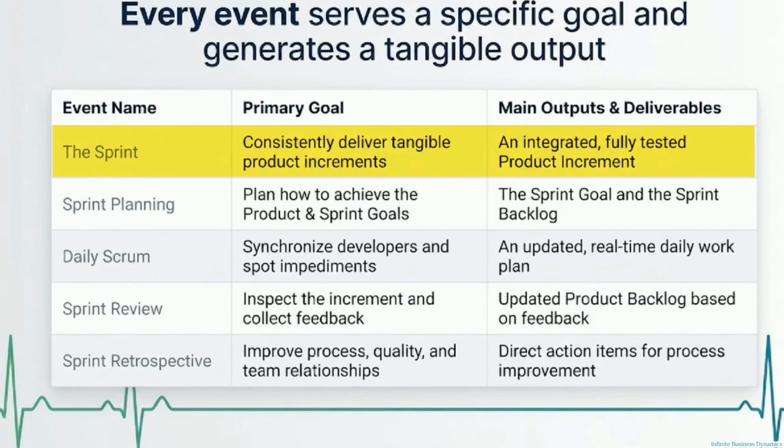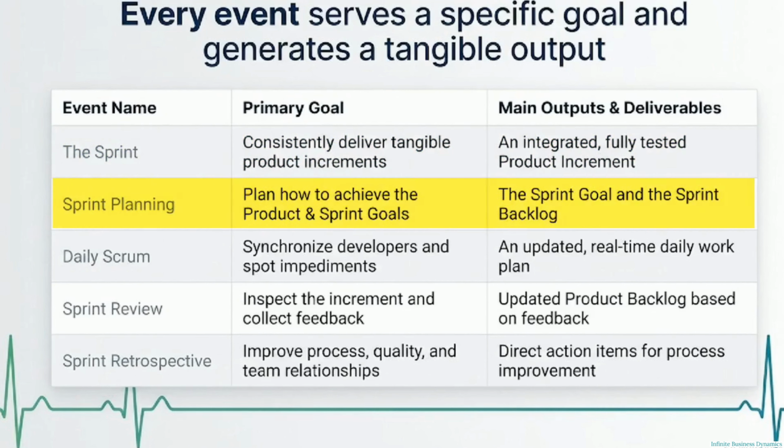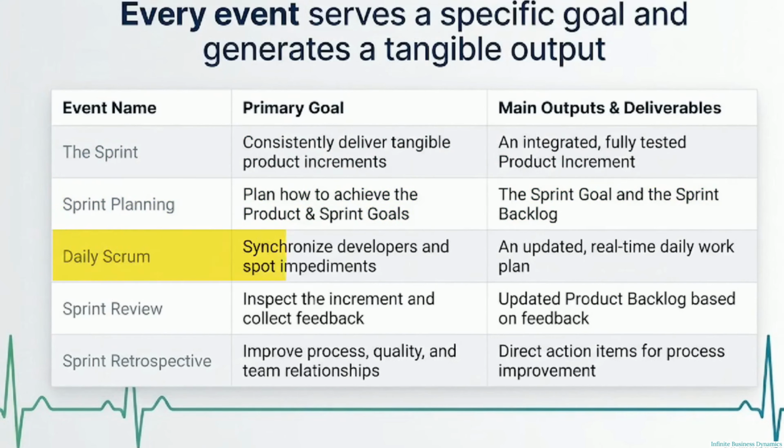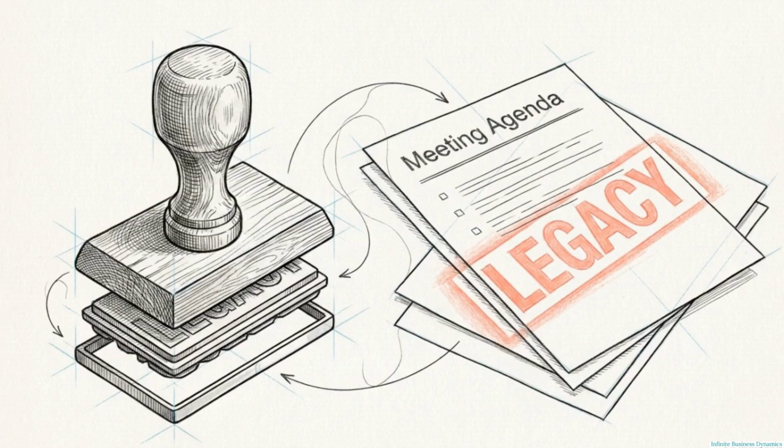Because this engine is designed to deliver continuous value, every single Scrum event must produce a physical output. This table breaks down exactly what each event is mandated to generate. The overarching output of the sprint itself is the ultimate goal, an integrated, fully tested product increment. To achieve that, sprint planning outputs the sprint goal and the active sprint backlog. Then, the Daily Scrum outputs an updated, real-time daily work plan to guide the developers.